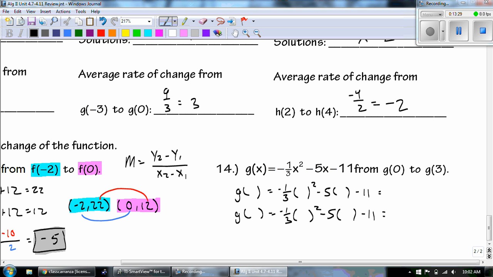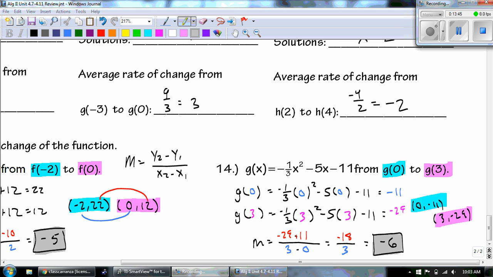All right? So we're going to pause the video and you guys are going to do it on your own. Good luck. Okay, and there's all my work. So all I did was plug it in to get g of 0 and g of 3, get your 2 points, and then use the slope formula.